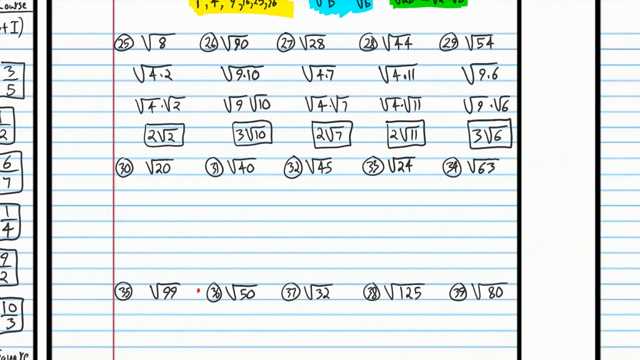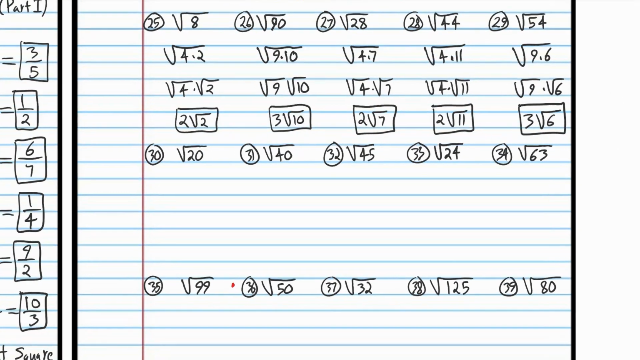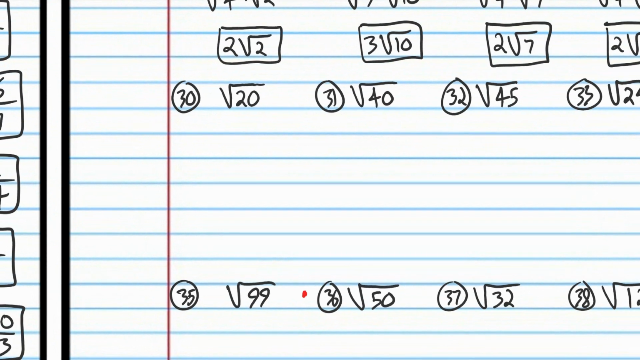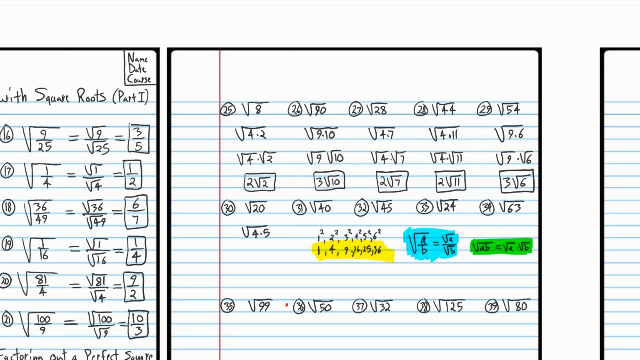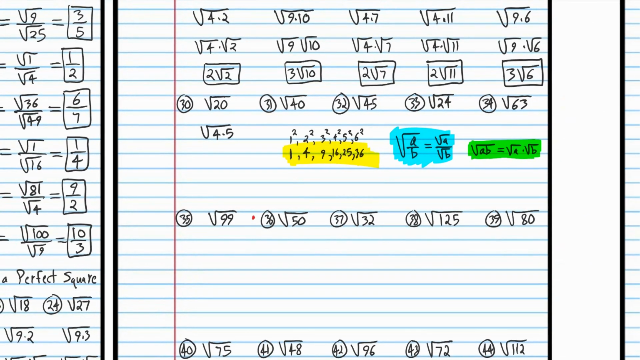But if you got 3 root 6 for number 29, good job. All right, so let's see if you can do number 30. And when you come back, we'll do it together. All right, we're back. So 4 times 5. 4 is a perfect square, and that's why I factored it to 4 times 5. I could have factored it to 2 times 10, but I chose 4 times 5 because 4 is a perfect square. Use the green principle to break it up. And then root 4 is 2, so we pulled out a perfect square. We cannot pull out anything other than perfect squares, so that's why we need these yellow numbers. We're looking for those yellow numbers.